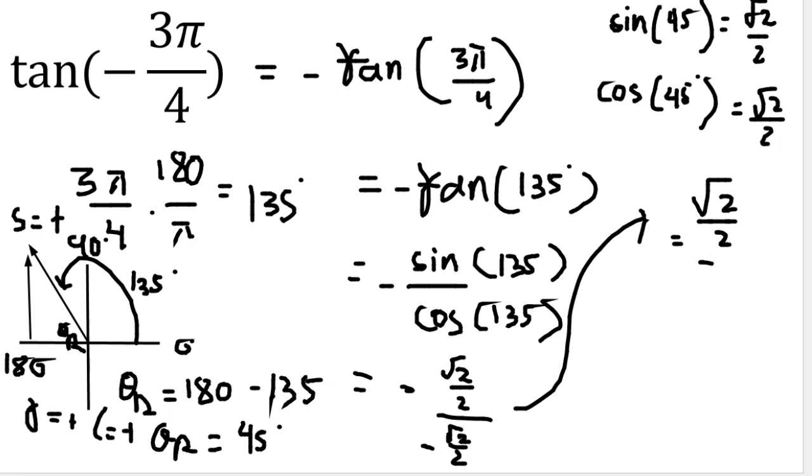Now we can just cancel the negative signs. So that's going to be root 2 over 2 divided by root 2 over 2, and that's going to be 1. And that's the answer for this problem.